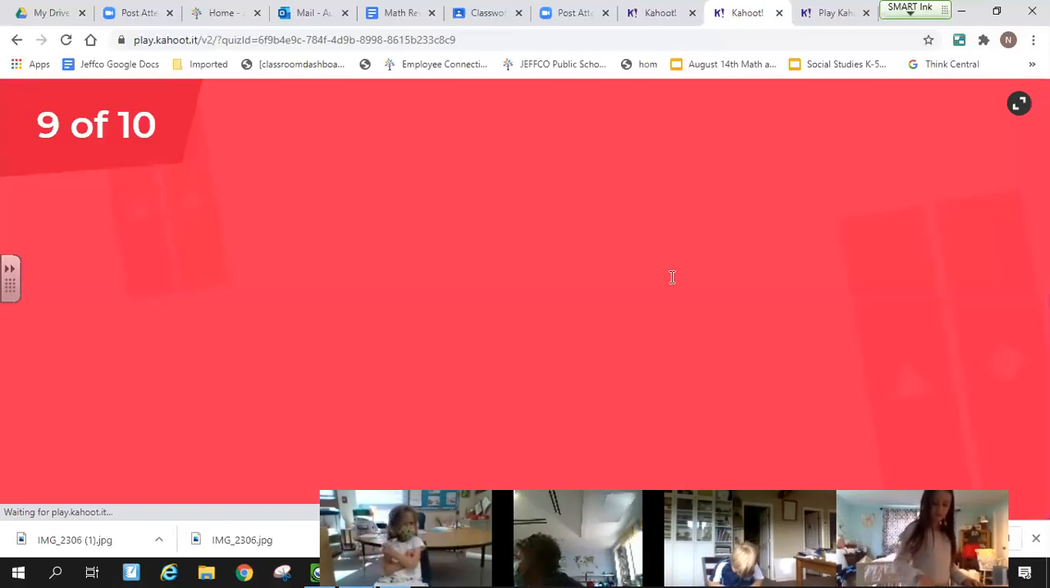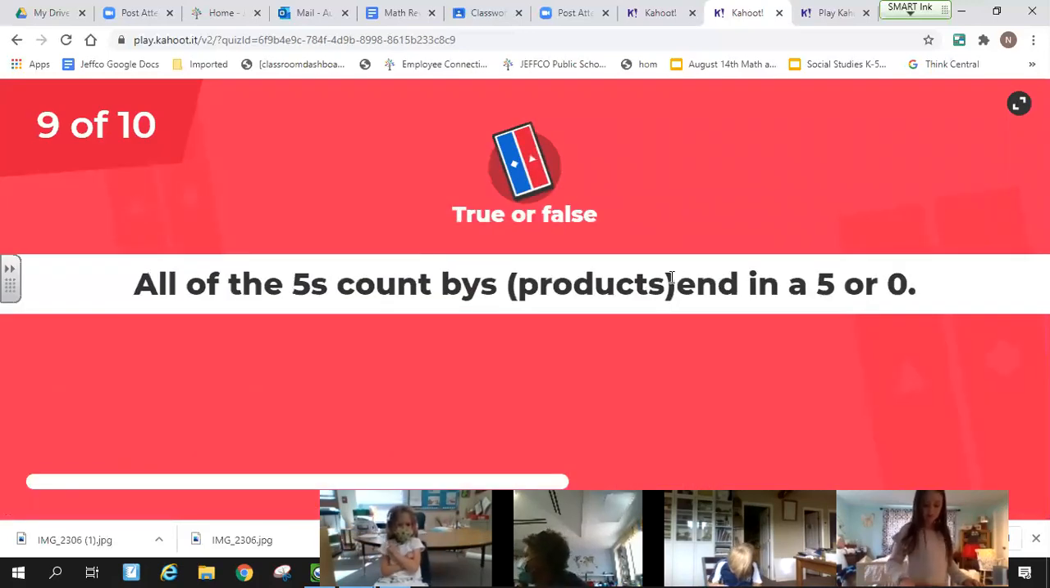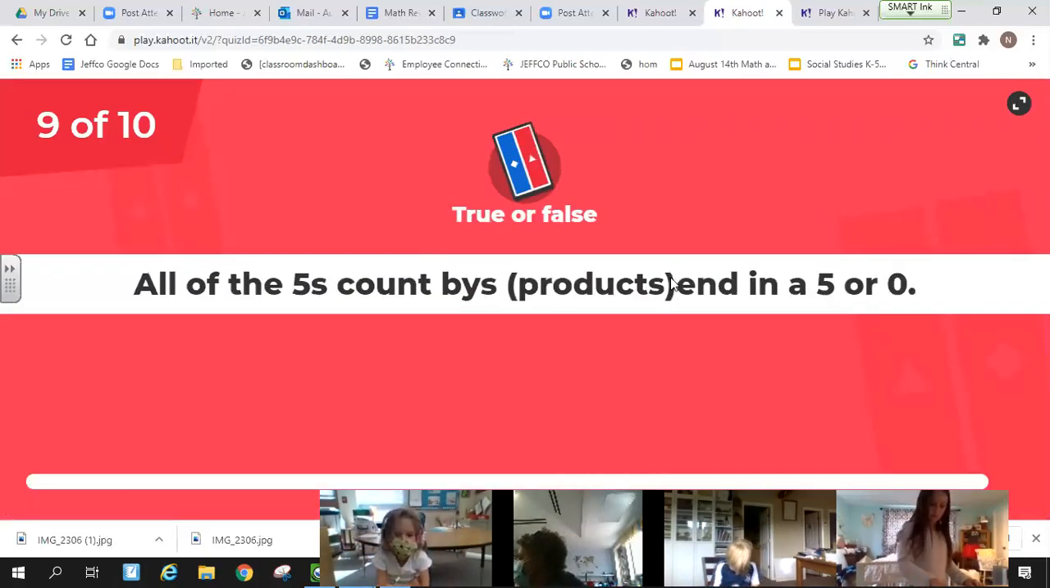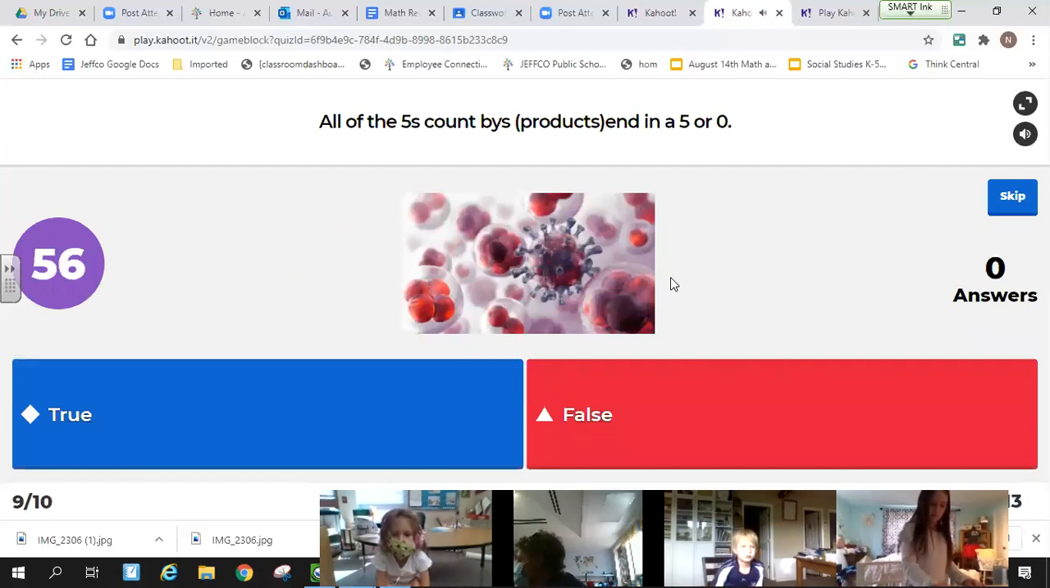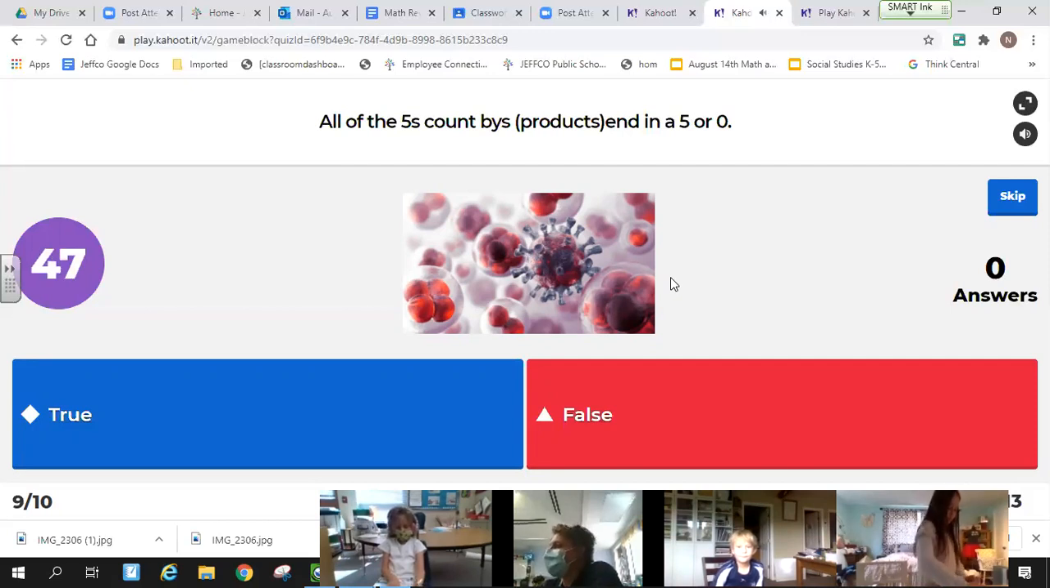All right, true or false? All of the 5s count bys, products end in a 5 or 0. That means when you multiply 2 factors, right? You multiply a number by 5, the answer always ends in a 5 or 0. All of the 5s count bys, the answers to the 5s end in a 5 or 0. True or false?